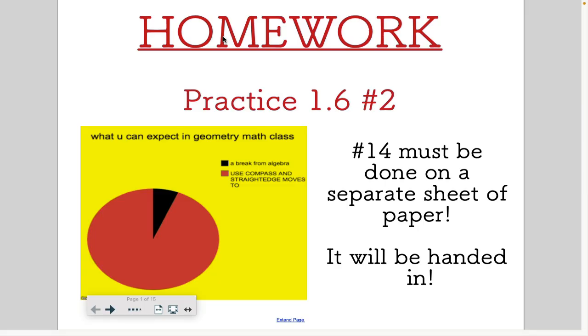Has anybody hurt themselves with the compass? One. Somebody sneezed in period 5 yesterday. It was almost tragic, but it didn't happen.